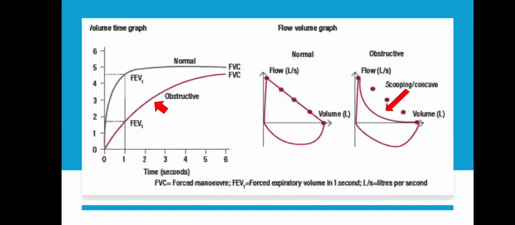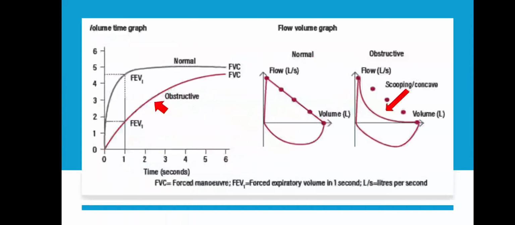CAT score, COPD Assessment Test, an 8-item questionnaire: cough, phlegm, chest tightness, breathlessness, activity limitation, confidence, sleep and energy. Each carries a score of 0 to 5, total score 0 to 40. 0 to 10 is low impact, mild symptoms; above 10 is medium, high and very high.